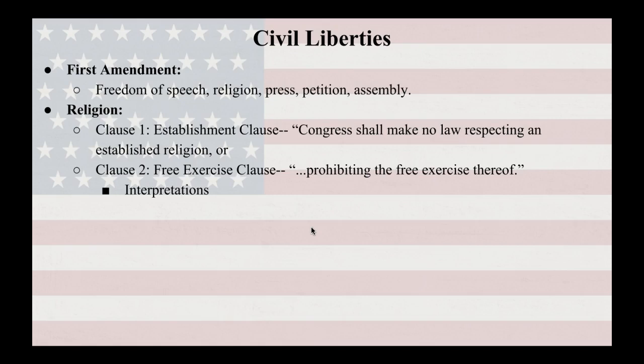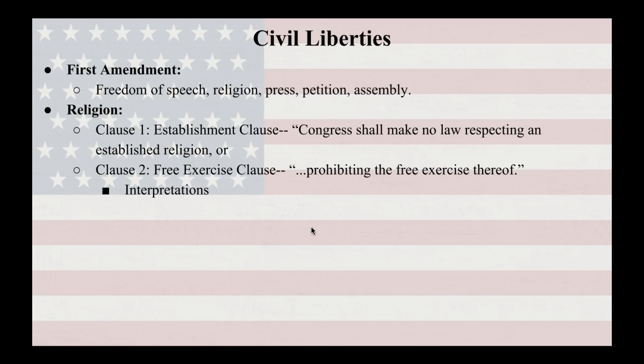The second interpretation is that the government should not take sides among competing religions, but may provide assistance to religious institutions or ideas as long as it did not show favoritism. And so it's saying that the government can interact with religions as long as it does so equally. It cannot choose one favorite over another and try to exercise that on other people. So it can't take sides, but you can provide assistance to religious institutions.